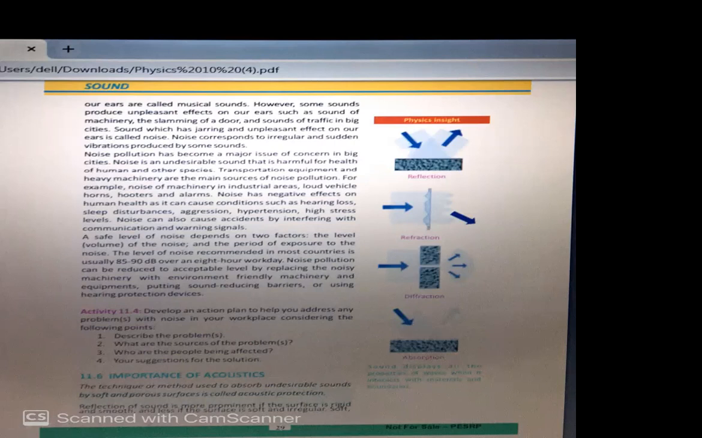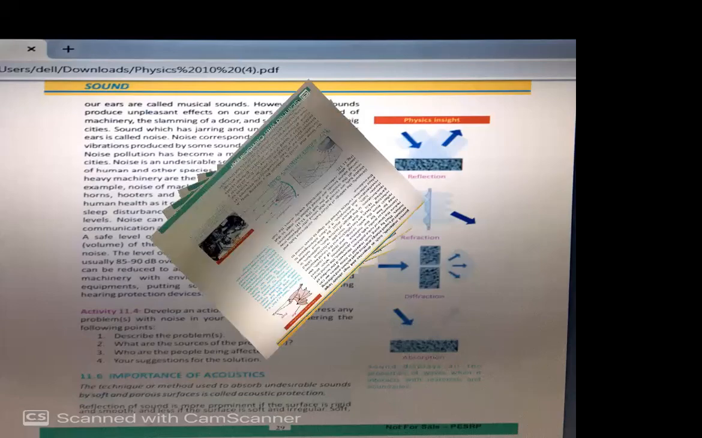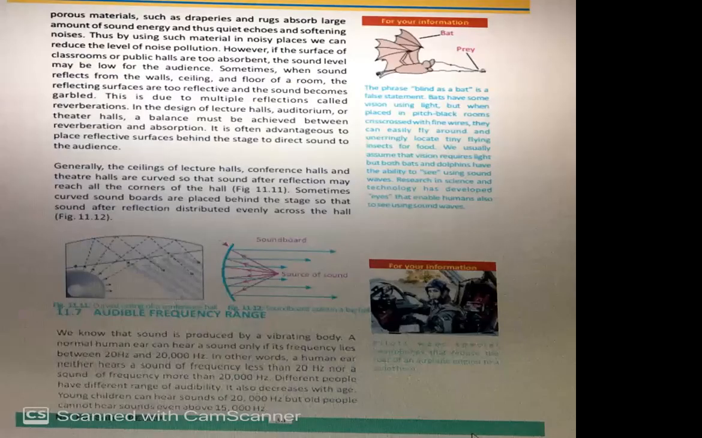Okay. Now we are going to study the new topic we have just started, 11.6, importance of acoustic. The definition is: the techniques or method used to absorb undesirable sound by soft or porous surfaces is called acoustic protection. This is the definition of acoustic protection. So you will be very clear when we go ahead, such as porous materials. I read it for the techniques and method.